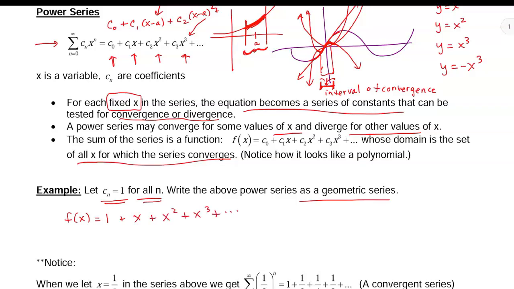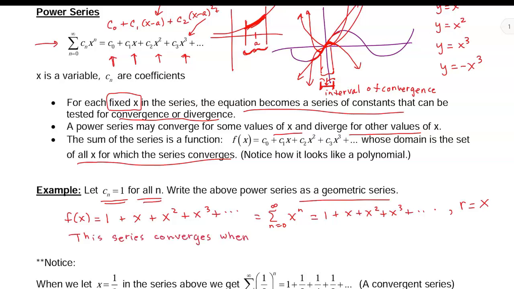You know that this is the power series as n goes from 0 to infinity of x to the n power. What is your common ratio? Do you see that the common ratio is x? So that means this series converges when absolute x is less than 1.